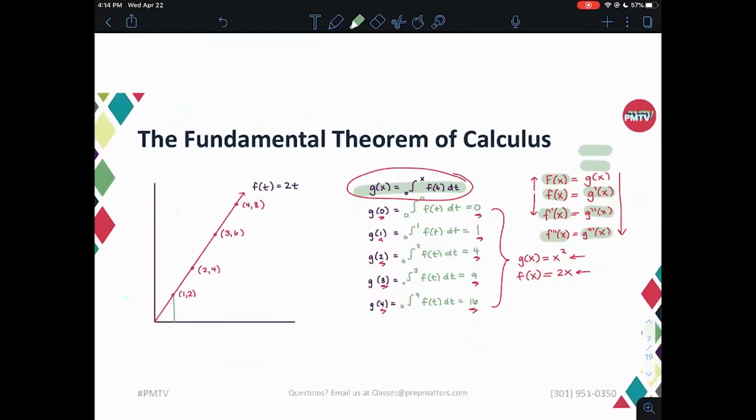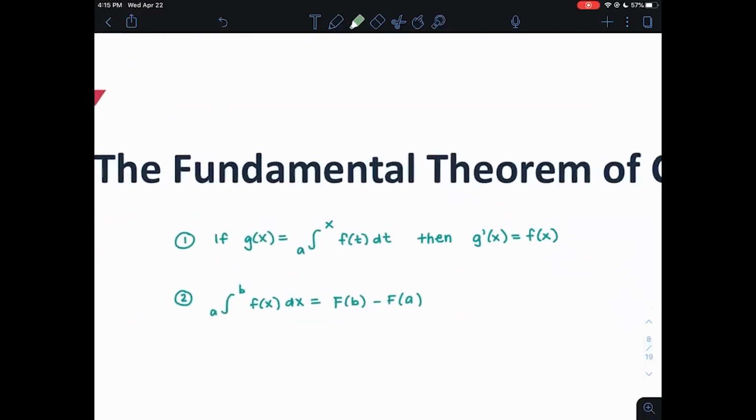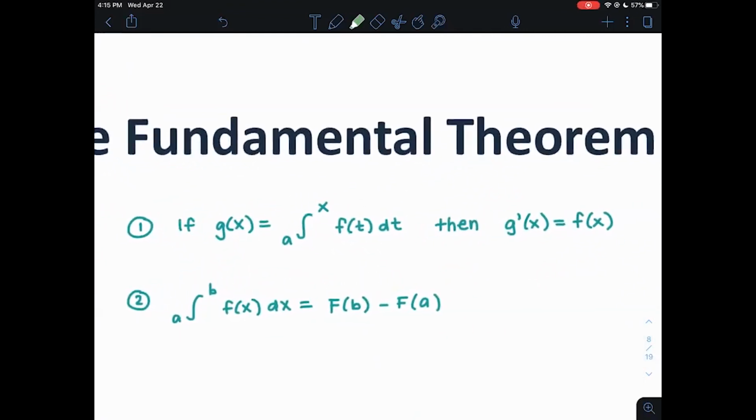So there's our connection between integration and differentiation. And the actual fundamental theorem of calculus, if I put this in proper mathematical notation instead of all of the things that I just said, looks like this. There's two pieces. Looks like this. I'll let you look at that for just a second.